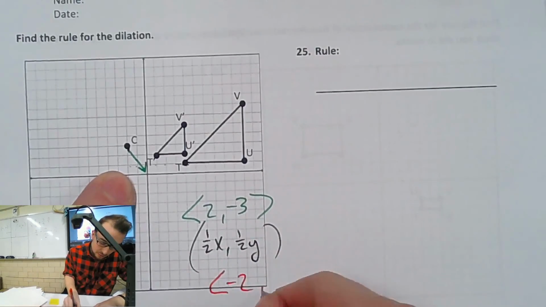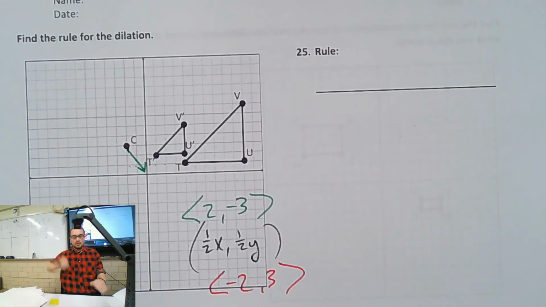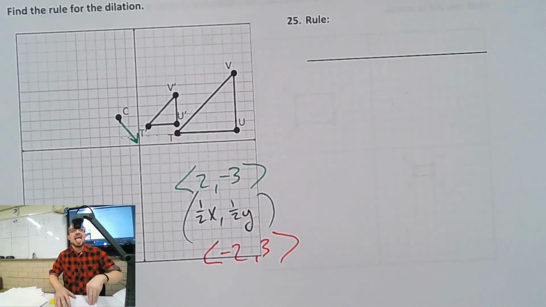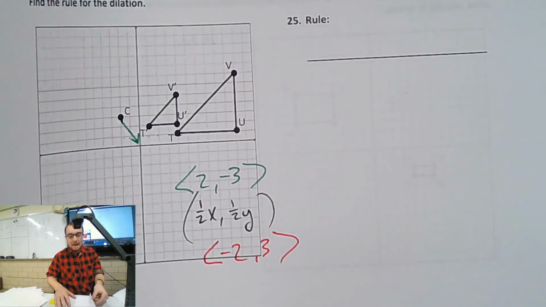I bet you could write that rule. (x plus 2, y minus 3), half it, minus 2, plus 3. Rule's done. How do you feel? Wait. Never mind.